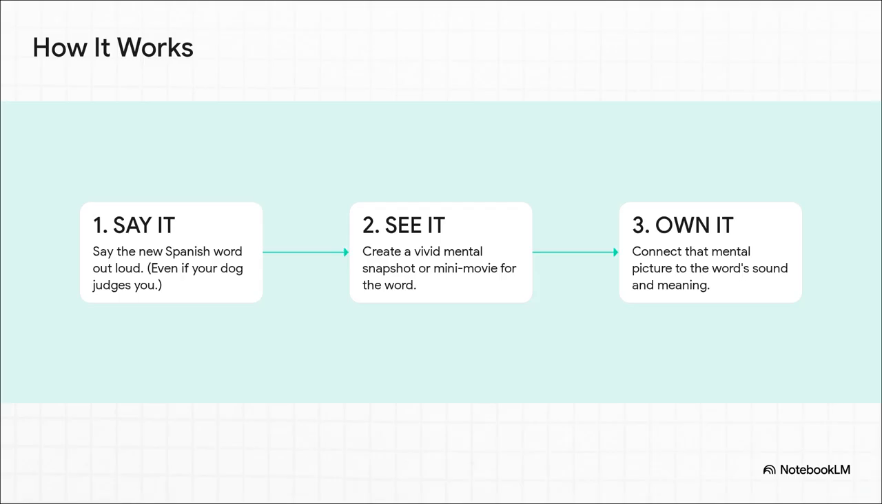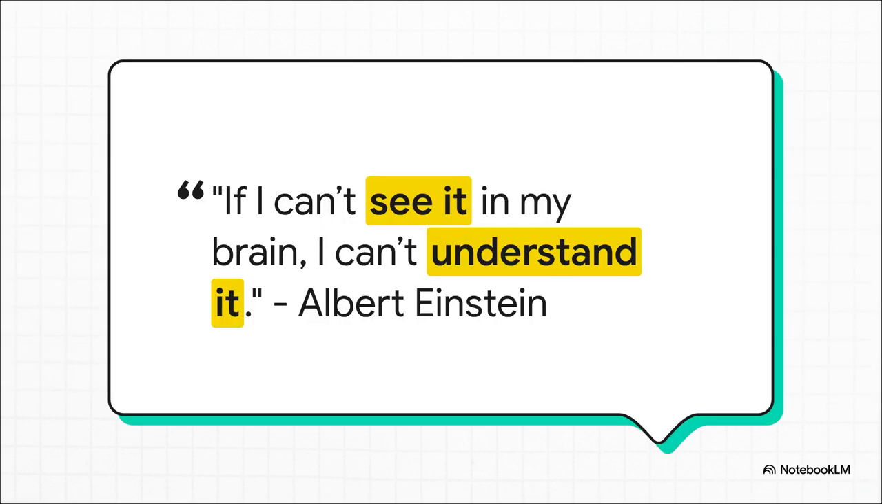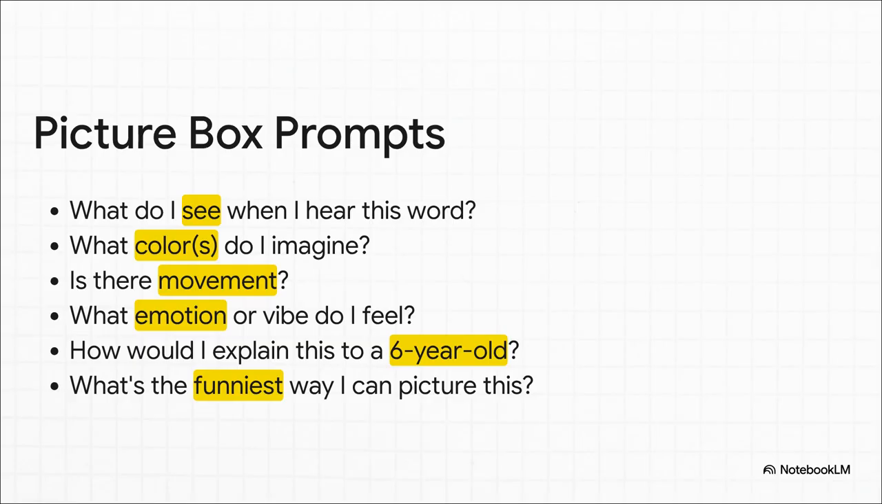Second, see it. Create a little movie in your head, a vivid mental snapshot of what that word means. And finally, own it. That picture becomes your personal hook for that word, locking the sound and the meaning together forever. And hey, this isn't just some wacky memory trick. It's totally backed by how our brains work. I mean, even Einstein said it. If he couldn't see it in his brain, he couldn't understand it. When you create a picture, you're firing up a totally different part of your brain, which makes that memory way stronger.